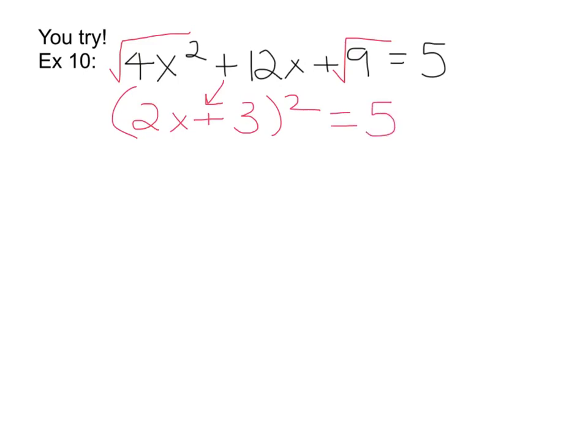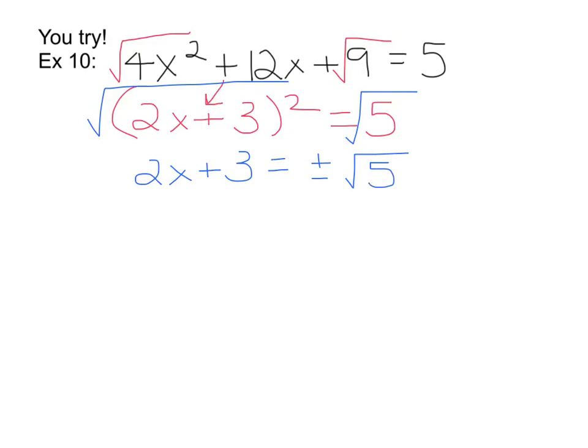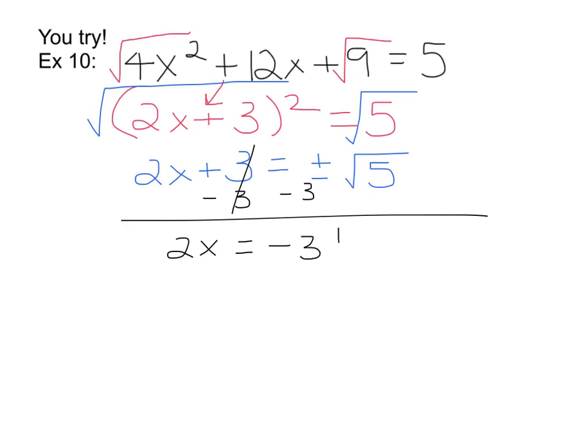To undo something that's squared, we take the square root of both sides. The square root of something squared just undoes it, and you're left with 2x plus 3. I cannot simplify the square root of 5, so you just write plus or minus square root of 5. Now, to get x all by itself, you could write two equations, but since I can't simplify the square root of 5, you don't have to. I'm going to subtract 3 from both sides. Now, you cannot subtract 3 from a square root, so you just write it out in front. So I have negative 3 plus or minus the square root of 5.